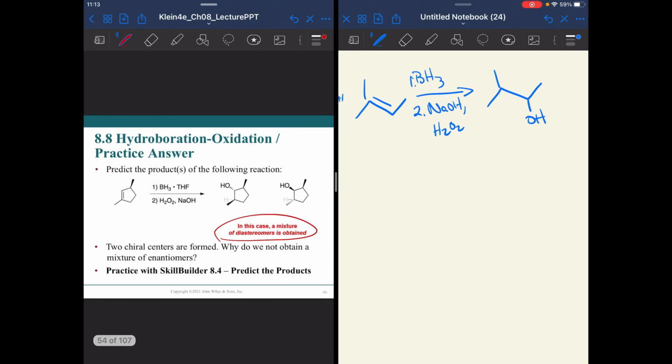All right, that is the end of the hydration reactions. So you need to know all three. You need to know the mechanism of the first one, the acid-catalyzed hydration, and you need to know the regiochemistry of all three, whether it's Markovnikov or anti-Markovnikov. And then you also need to know the stereochemistry, that the hydroboration-oxidation is a syn addition. In the next video, we will continue going through addition reactions.